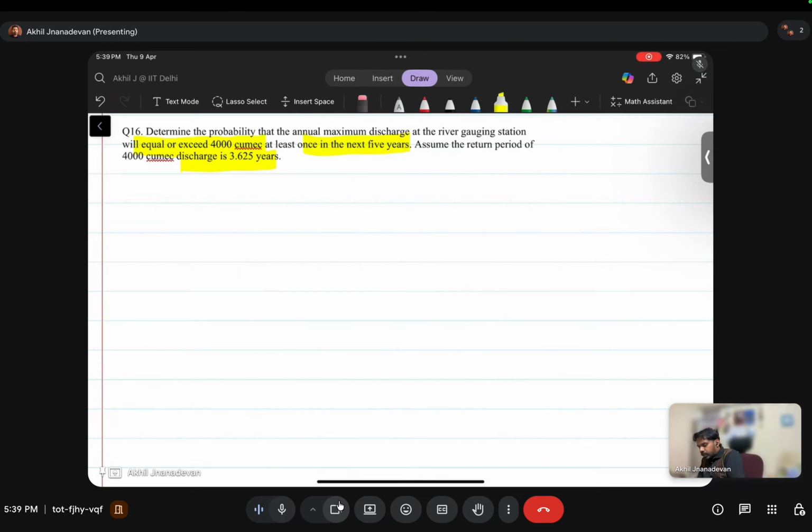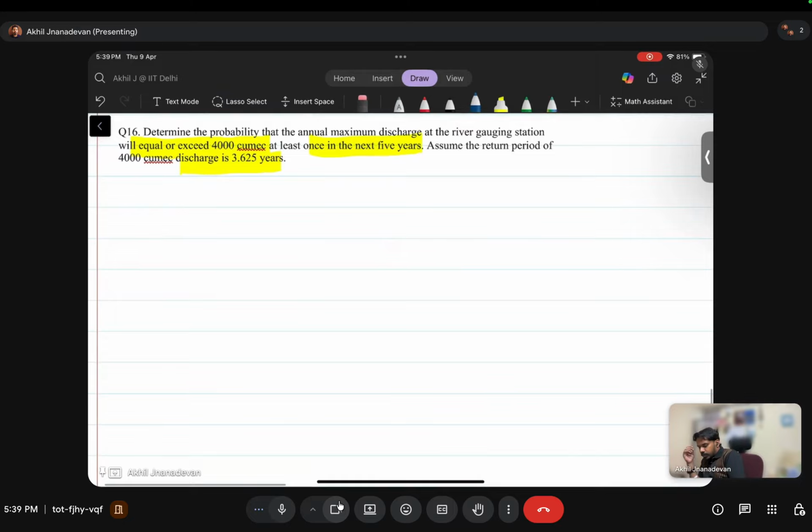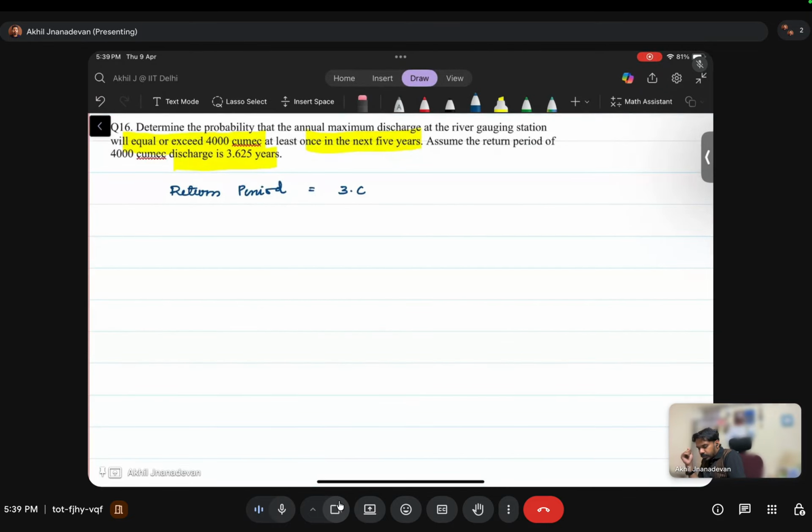So we have been given the return period. The return period for the flood is 3.625 years. So we can find the exceedance probability. The exceedance probability of the magnitude of 4,000 cubic is equal to 1 by 3.625. That will be around 0.276. So we got the exceedance probability.